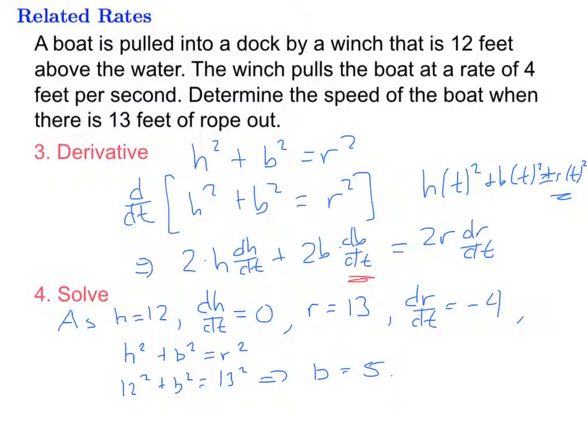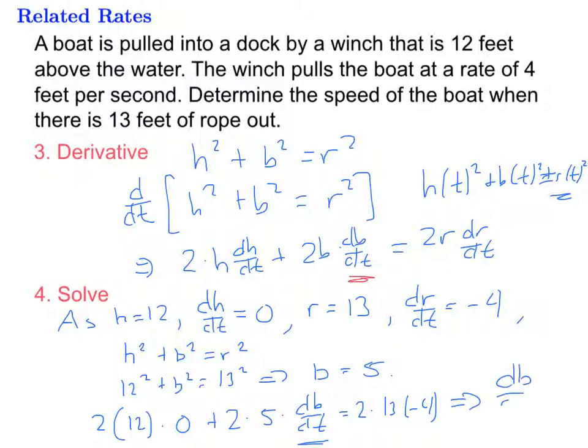So putting all these pieces into the equation, we have 2 times 12 times 0 plus 2 times 5 times db/dt, which we want to solve for, is equal to 2 times 13 times -4. So we do the arithmetic, we solve for db/dt, and we get negative 10.4 feet per second. So this is how fast the boat is moving, negative 10.4 feet per second.